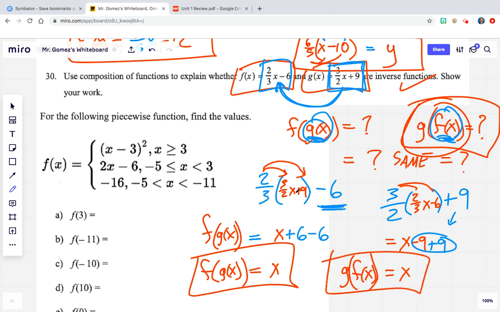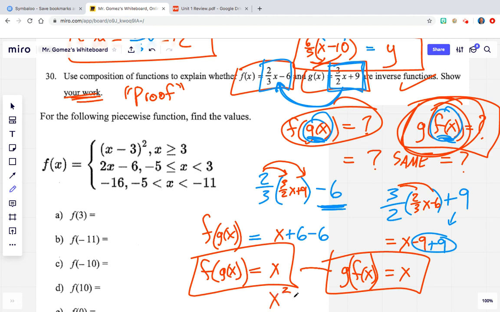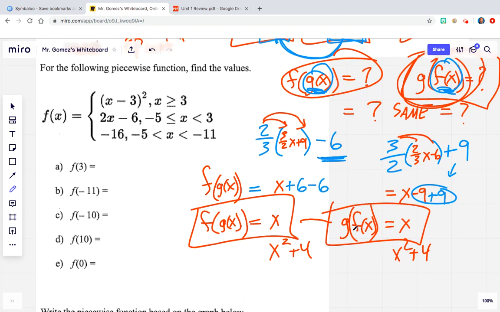So what you've shown is you've verified. You showed all your work. It's basically the quote-unquote proof, the verification that f of g of x is equal to g of f of x. And again, remember, they don't have to be x. They could be like x squared plus 4 on both of them. As long as they're both the same, then they are inverses of each other. But if they're different, then they're not inverses of each other.